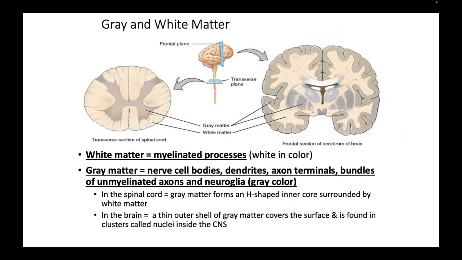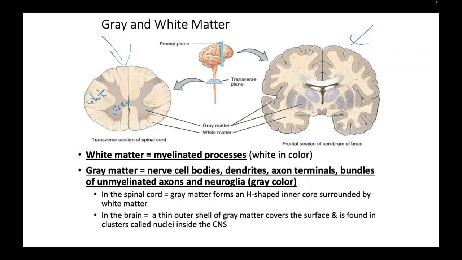When we look at the spinal cord on the left and we look at a cross section of the brain on the right, we're going to be looking at just the difference of white matter and gray matter. When we look on the left at the butterfly or the letter H, that's gray matter. So this is all gray. And what's around it in the periphery is white matter. So white matter is myelinated, gray matter is unmyelinated.